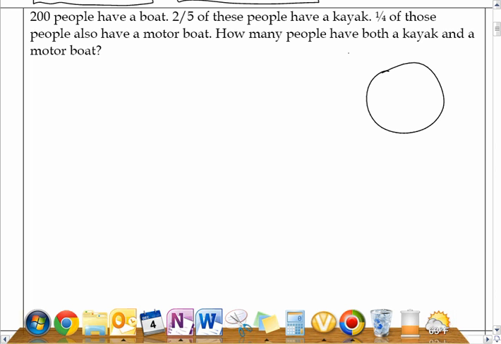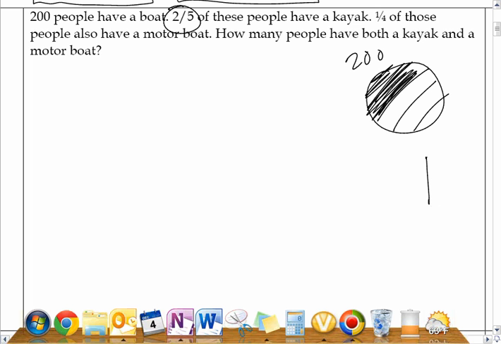So we're going to draw a circle. That's going to consist of 200 people. We have to split that into fifths because 2/5 of those people have kayaks. This is also going to represent the people that own kayaks. We're going to shade in 2 because 2/5 of those people own kayaks.